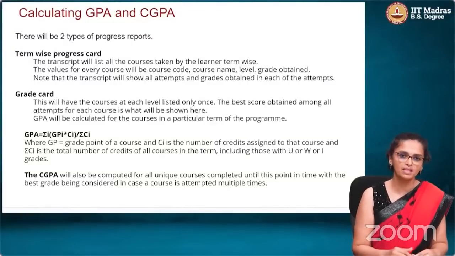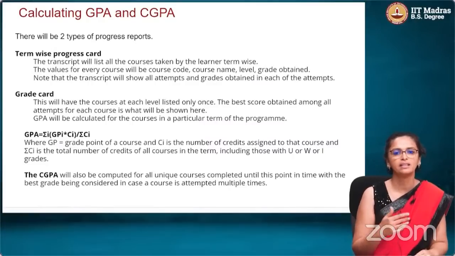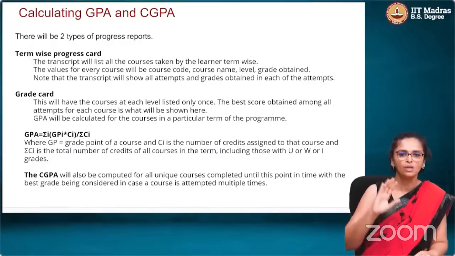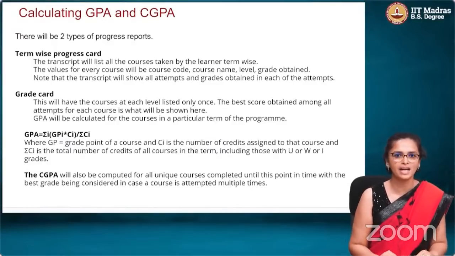And in this progress card, we will show all courses that have a U grade, that have a WA grade, WQ grade, an I grade. It will show any courses that you have dropped also. So basically this will document whatever courses you have taken and the action taken on those courses in any given term.